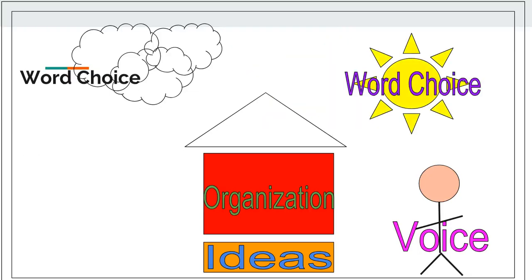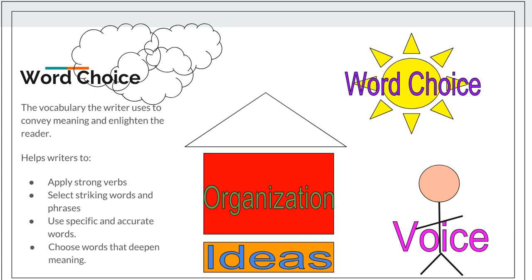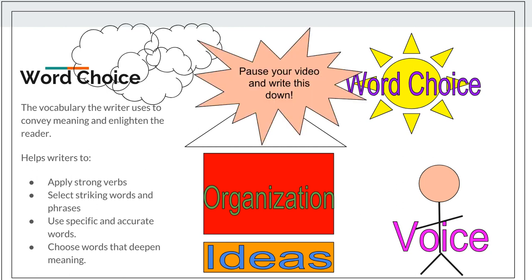Which brings us to word choice. This is the vocabulary the writer uses to convey meaning and inform the reader. Strong, precise language can help build a message and captivate an audience. It helps writers to apply strong verbs, select striking words and phrases, and use specific and accurate words. It also means that they're choosing words that deepen the meaning of their text. Write down in your notes that word choice is the vocabulary the writer uses.